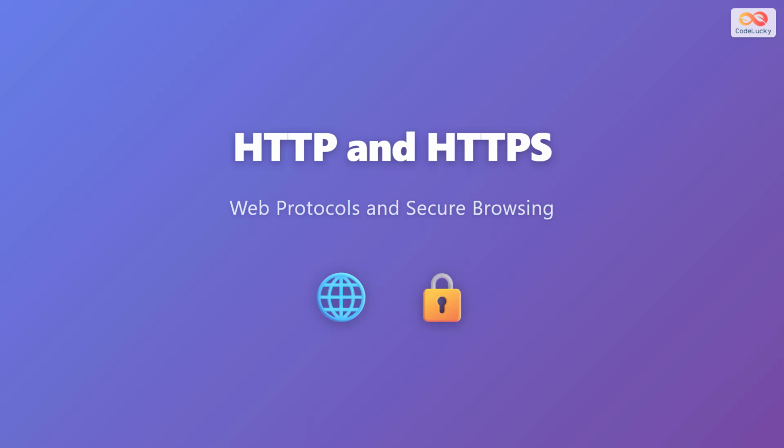HTTP and HTTPS are the fundamental protocols that power the web. These protocols determine how your browser communicates with websites and how securely your data travels across the internet.